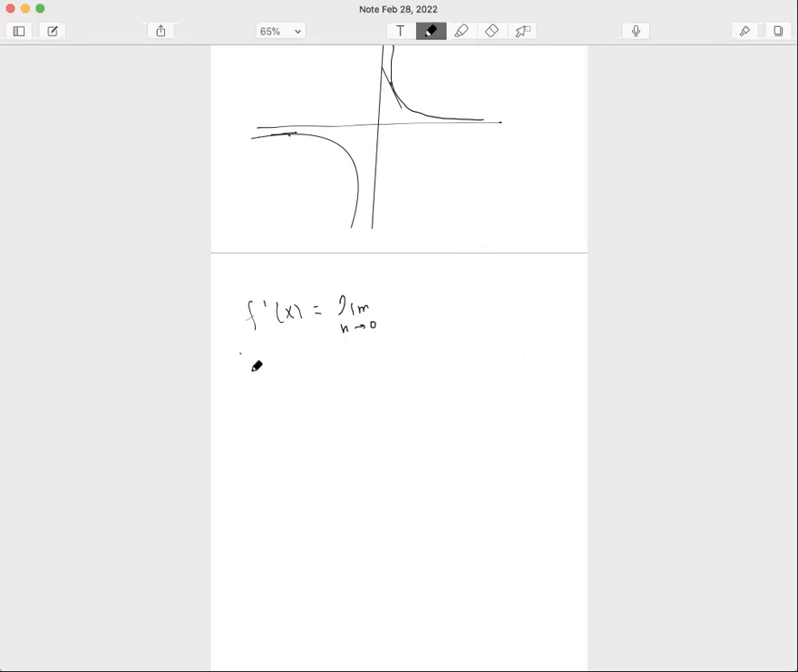Good, yeah. So h is in the denominator, so that's very important. Knowing how to plug in x plus h is pretty vital for this. Okay, so I have 1 over x plus h, and then minus f of x, which is 1 over x. And all over h.